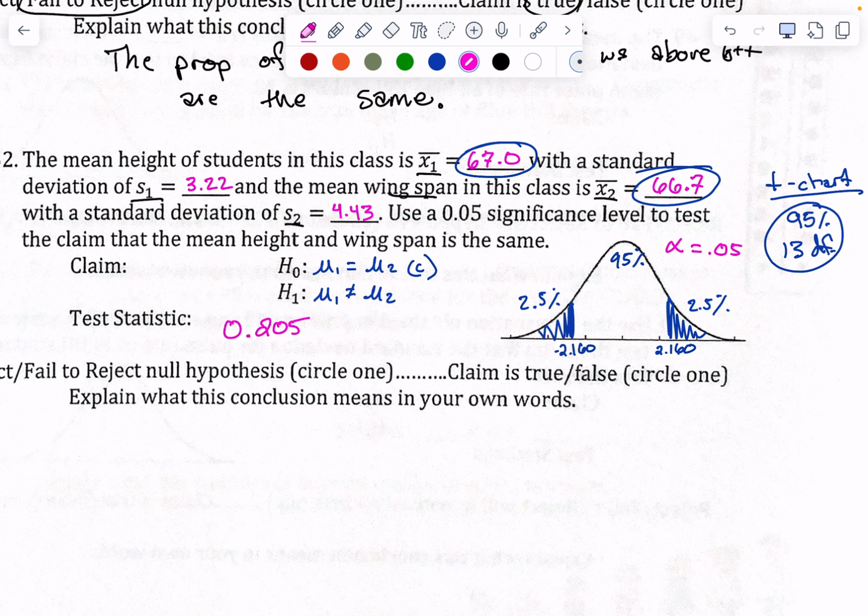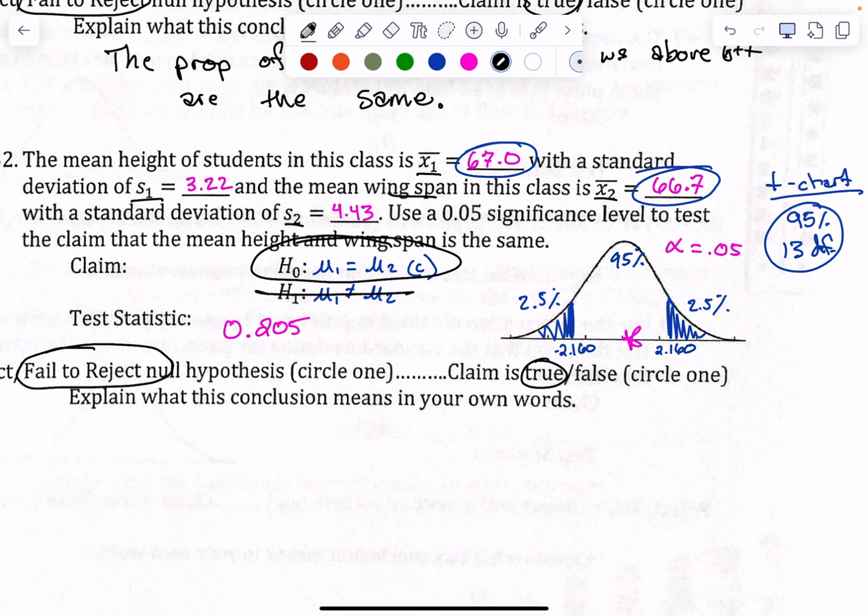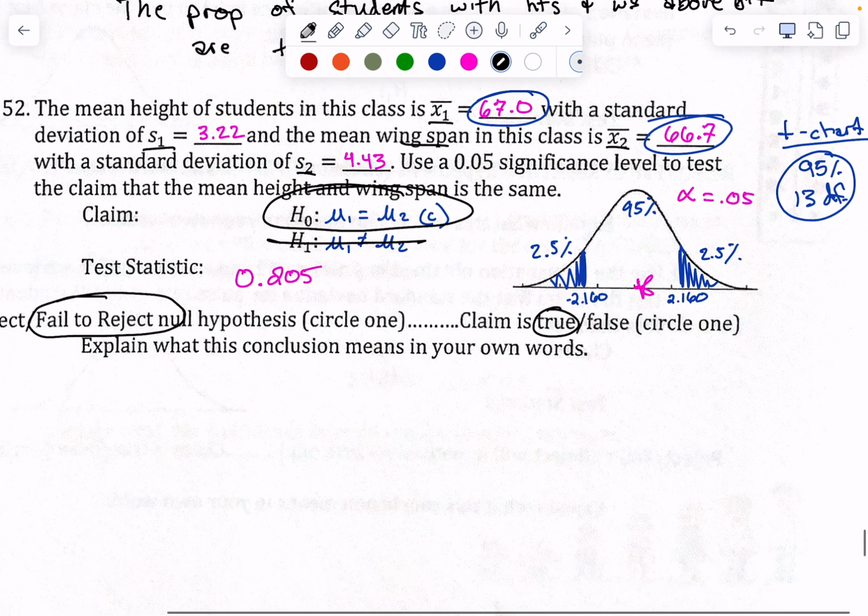And where does it live? In the middle. Which means that wingspan and height average is the same. We didn't reject anything, right? Failed to reject. The claim is true.